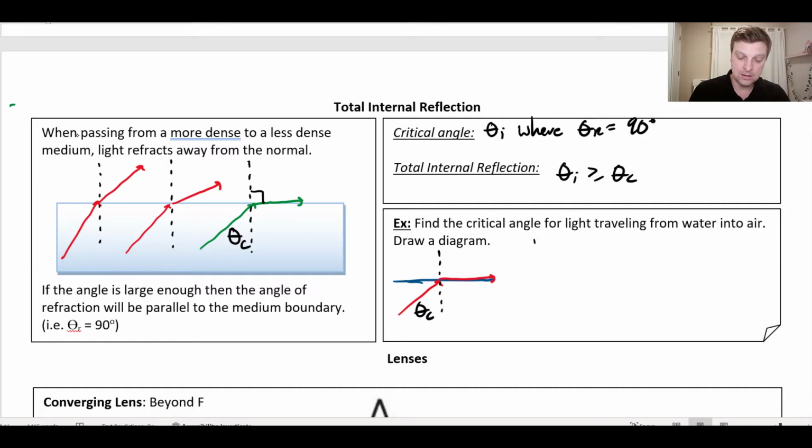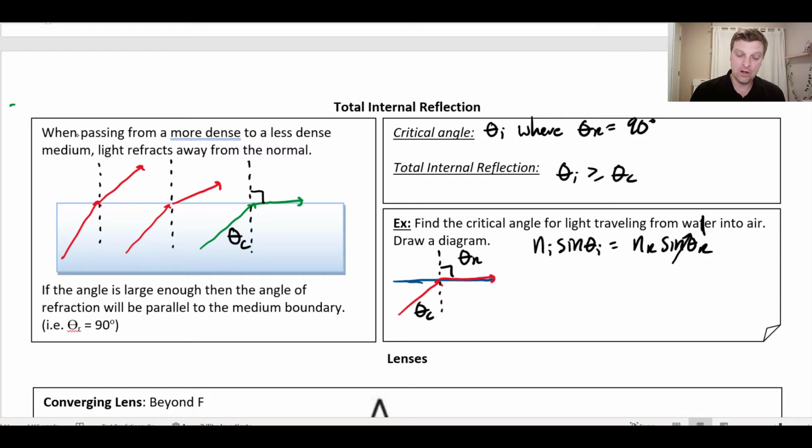So using Snell's law, n_i sine theta_i equals n_r sine theta_r. But at this point, it's worth considering, what's going to happen with sine theta_r? My refracted angle is 90 degrees, and the sine of 90 degrees is just 1. So actually, this whole term is going to go away, because the sine of 90 is 1.